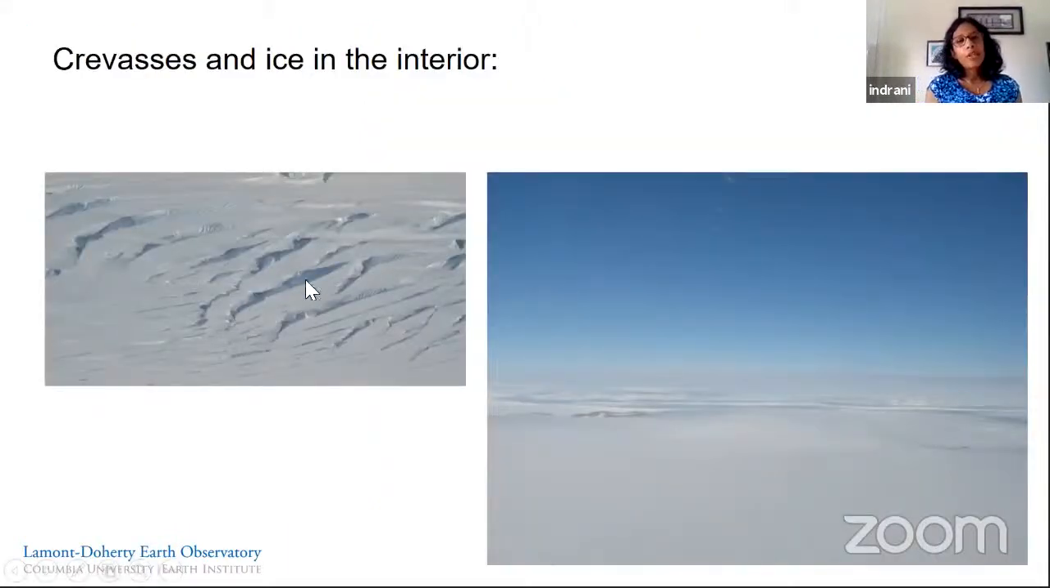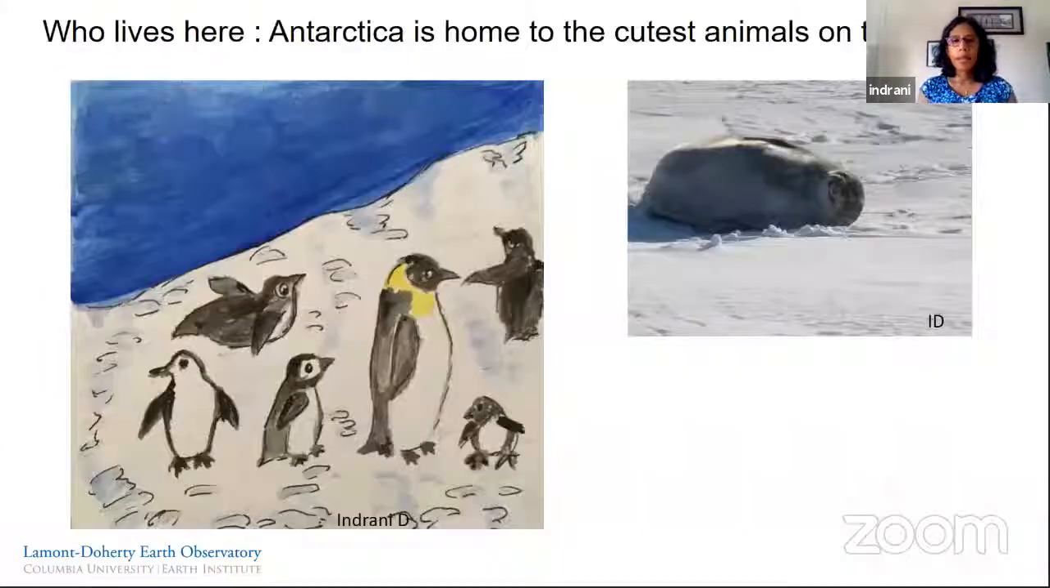Crevasses, these are dangerous. This is a photograph taken from air and they look nice, but we don't go near any crevasses ever. These are restricted areas and dangerous. Most of Antarctica looks really flat and looks like nothing much is happening, but we know now that it's moving and it's changing.